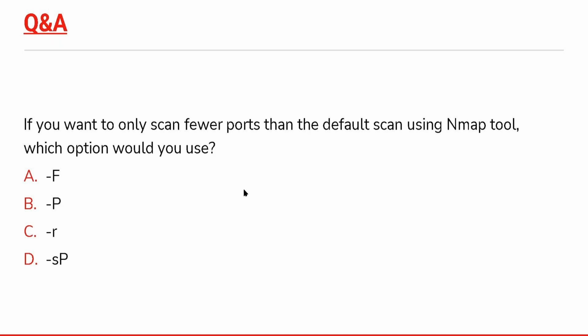So this hyphen f will be looking for the well-known 100 ports. That is why it provides us the fastest scan.